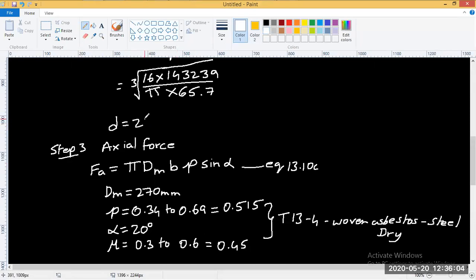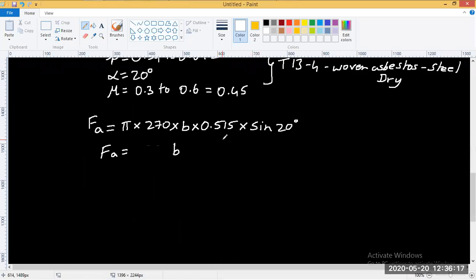I'm getting 22.31. Now approximate this to, let's say, 24 mm, so let's keep it an even number. That's about D. 0.2270 into 0.515 into sine 20.